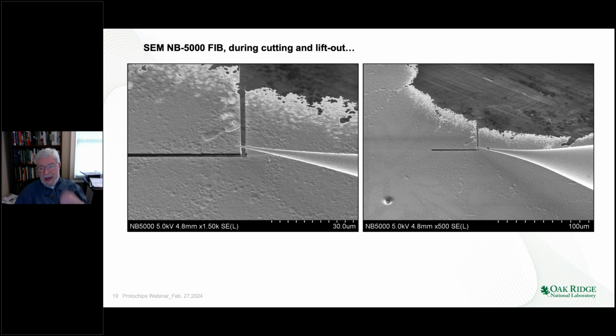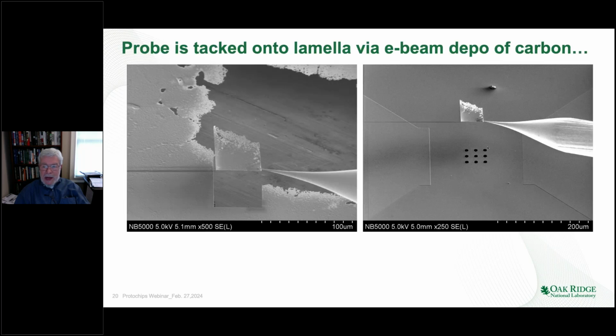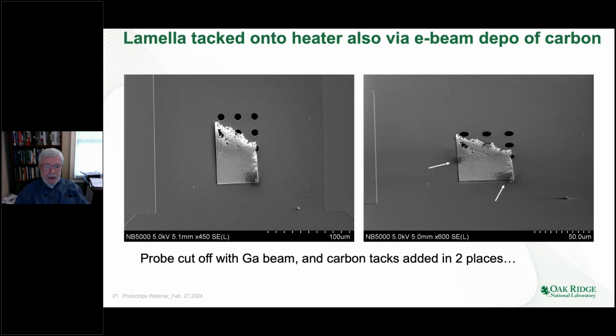In this case, we did gallium FIB with a minimum of exposure to the gallium beam, using electron beam deposition of carbon to attach the tip of the probe to the lamella that we sectioned out, lifted it out, set it down, and used electron beam deposition to tack it down. As I mentioned, this was the thin area.